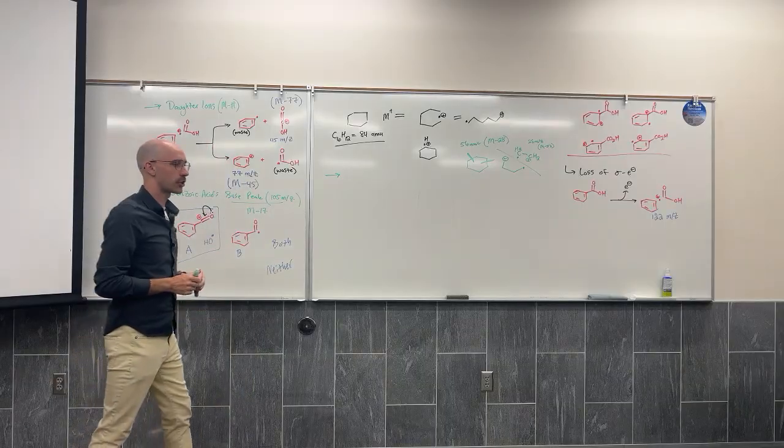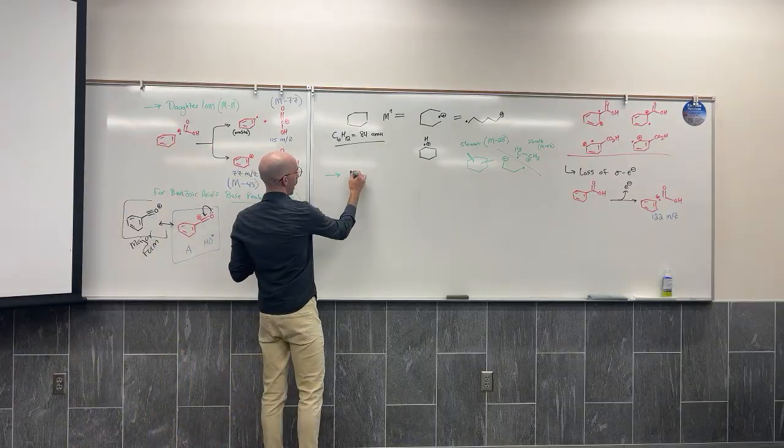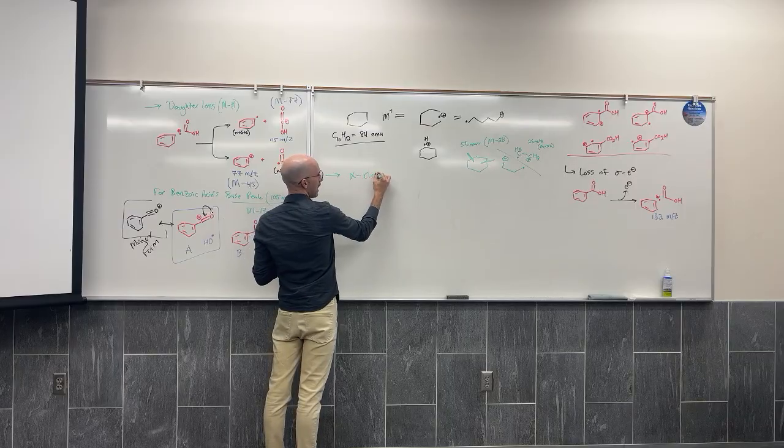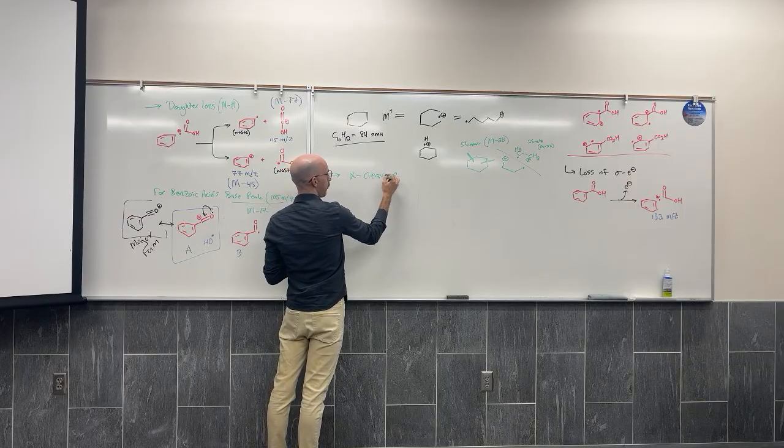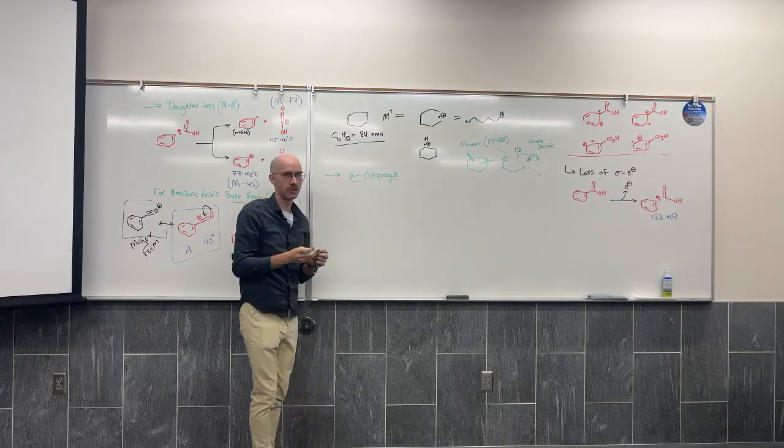Back to the back side of our sheet, we were looking at these daughter ions, and one of the most common ways that daughter ions form is by alpha cleavage.